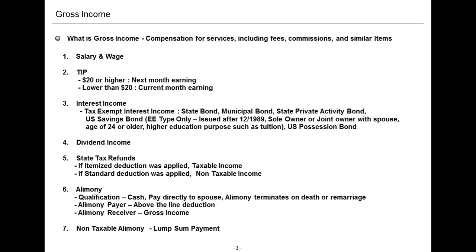And number four, dividend income. Let's say you have a stock, and at the end of every year you get paid for whatever number of stocks you have in some company. That could be dividend income. Dividend income is also gross income. And number five, state tax refunds. Let's say you file tax and you get some money returned from the government, which we call state tax refunds.